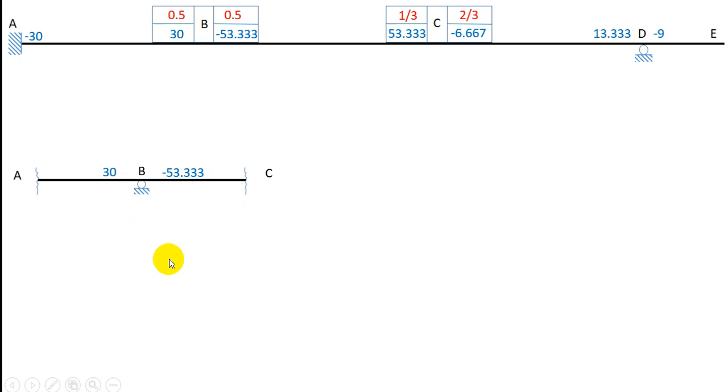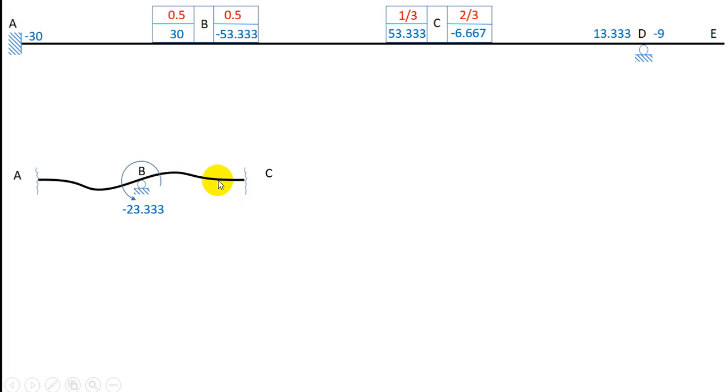Basically, you can see this is joint B, and 30 and minus 53.333 are the fixed end moments that are around my joint B. The nature of these moments is that this is clockwise and this is anti-clockwise. Because these two are adjacent to each other, you can sum them up and you will get a resultant moment acting on the joint B, and it would be minus 23.333, and it is anti-clockwise and which has rotated my joint.